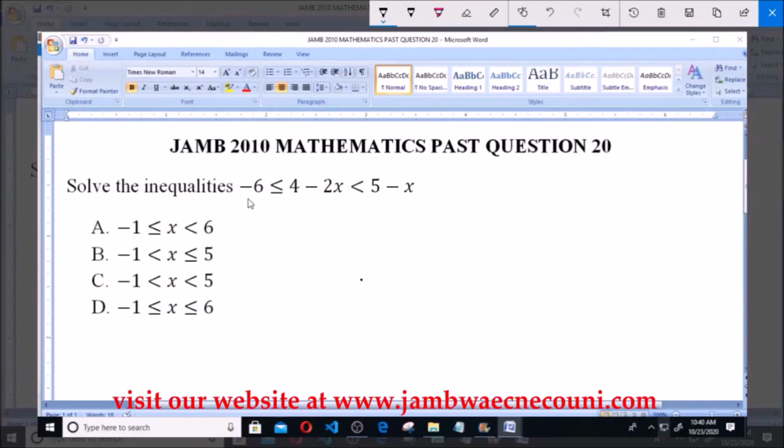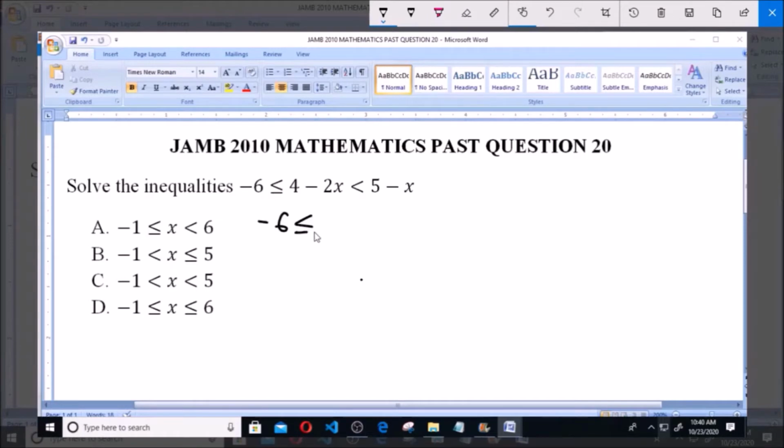Now, looking at this inequality, two inequalities have been joined here. The first part is minus 6 is less than or equal to 4 minus 2x, and the second part is 4 minus 2x is less than 5 minus x. Now let's solve the first part. So here we have minus 6 is less than or equal to 4 minus 2x.